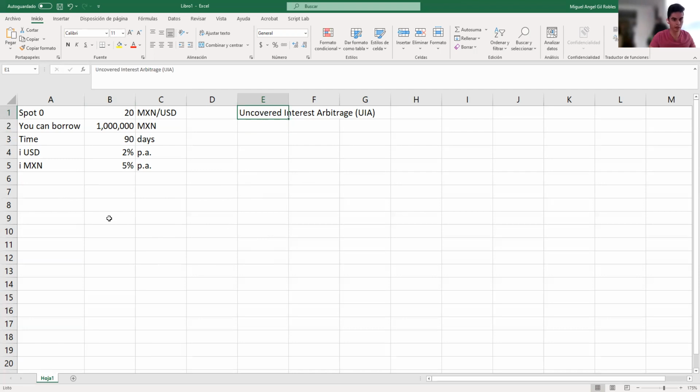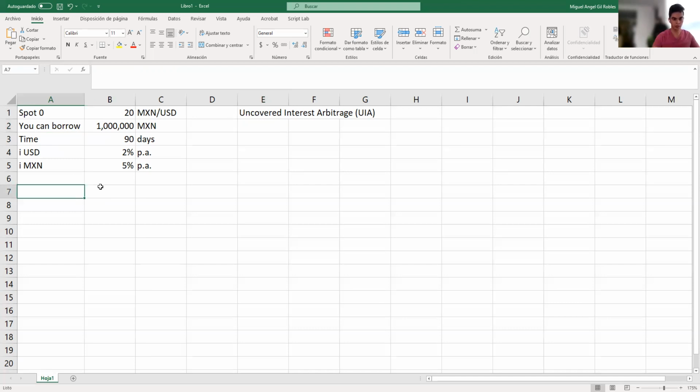In this exercise, which is similar to what you would do in the activity, there are two main differences. The first one is that we are doing uncovered instead of covered interest arbitrage. And the second one is that we don't have the money. We are borrowing the money. So that's also something important.